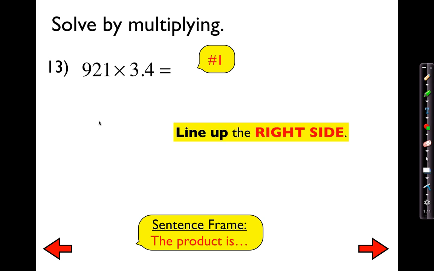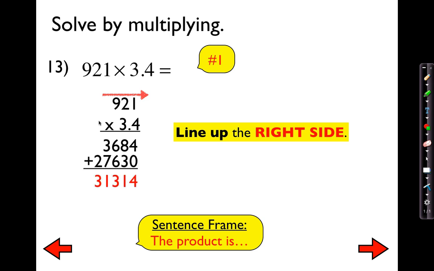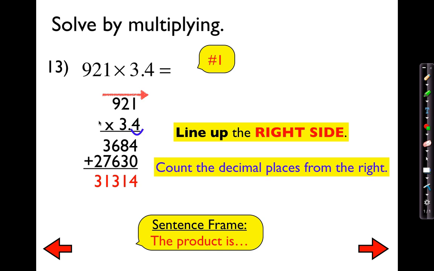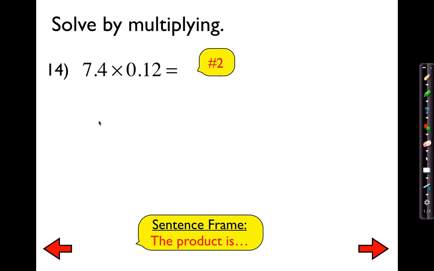So here for number 13, hopefully you lined it up on the right side. You went ahead and did the arithmetic and then counted how many decimal places there were. There's a total of 1. So you did that, place your decimal point, and there is your answer: 3,131 and 4/10.